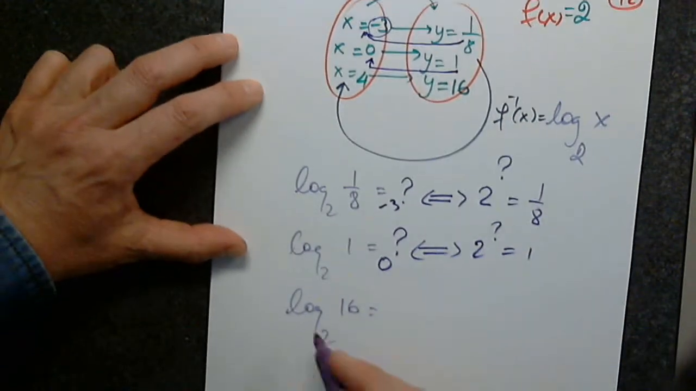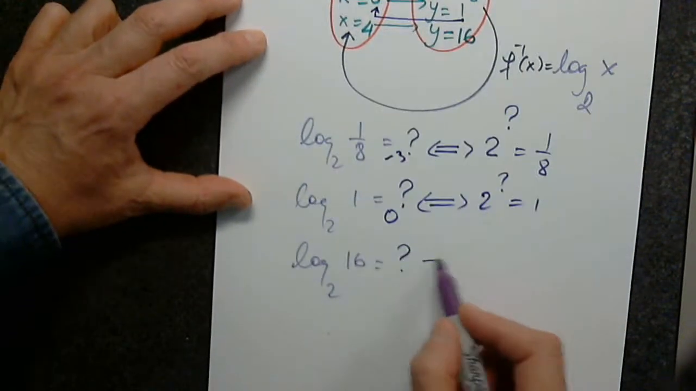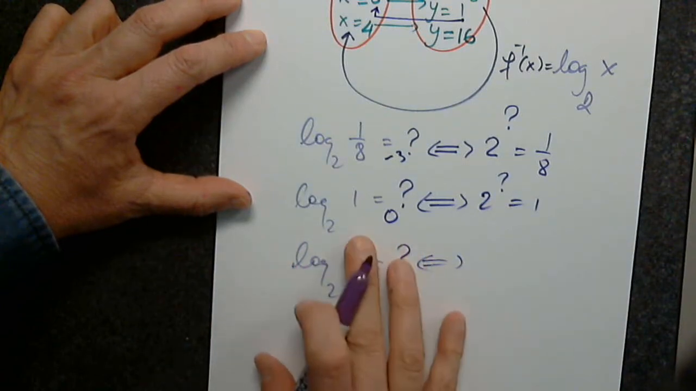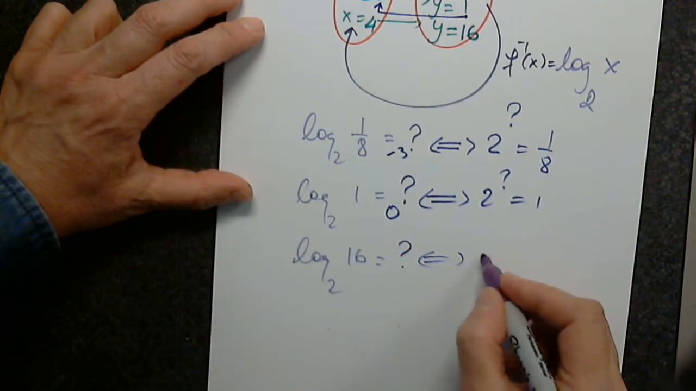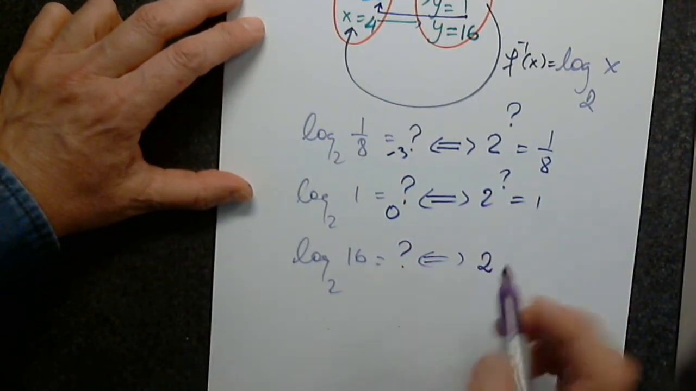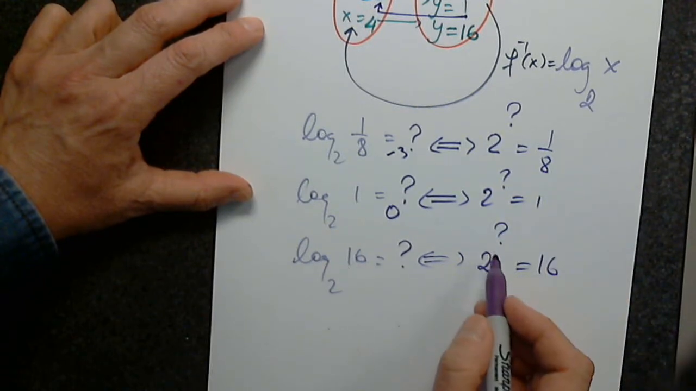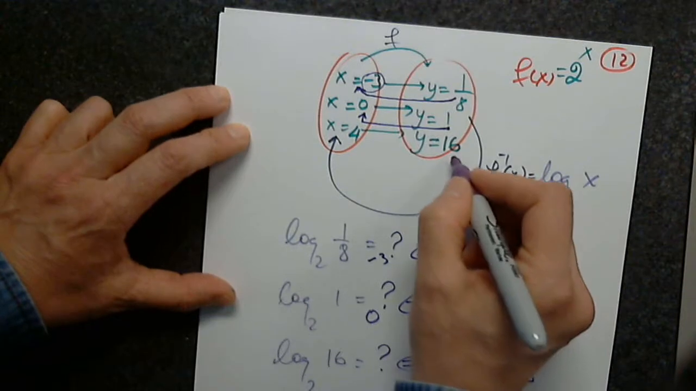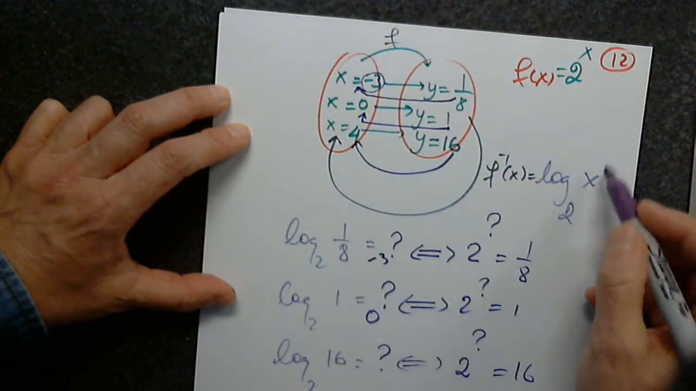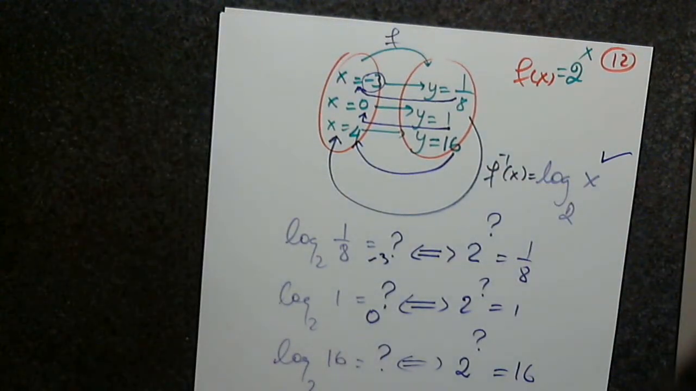Finally, I'm applying it to 16, but I know that this is a log equation that can be changed into an exponential. 2 raised to whatever equals 16. What could the whatever be? 4. So then I hope you're convinced that this is indeed the inverse function of 2 to the x. Thank you for your patience.